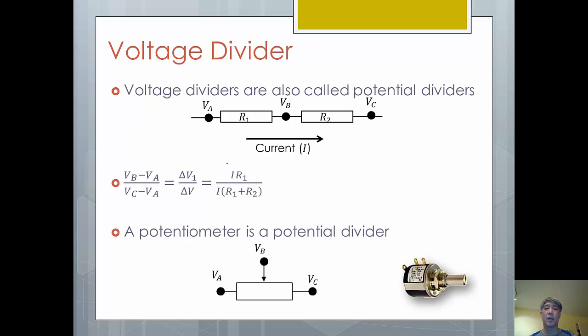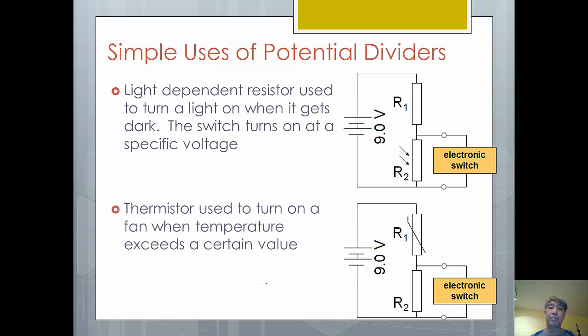So here's an example of a voltage divider. Voltage dividers are also called potential dividers. And if I put 2 of them together, I end up with a potentiometer. Remember, the potentiometer slides from left to right, changing the proportion of the resistors on each side. And so the potentiometer basically acts as a voltage divider.